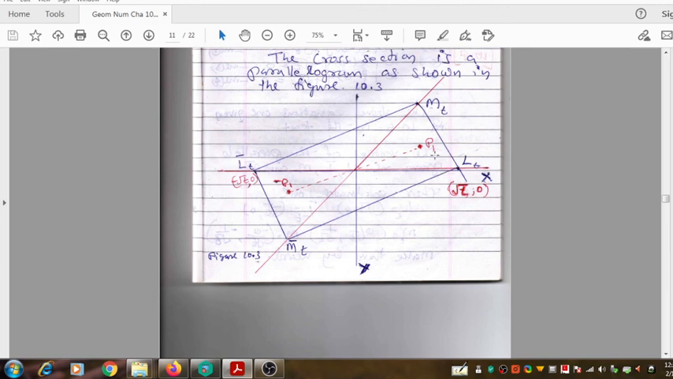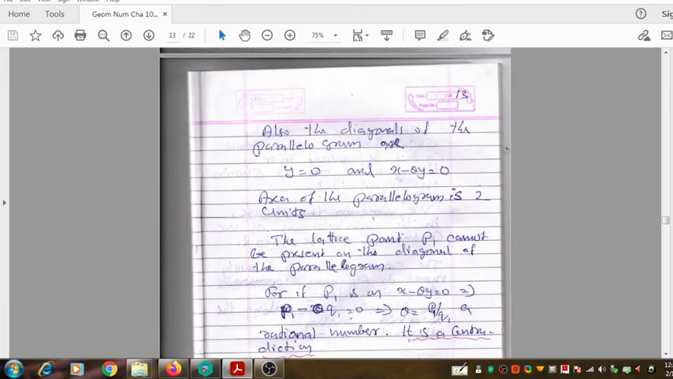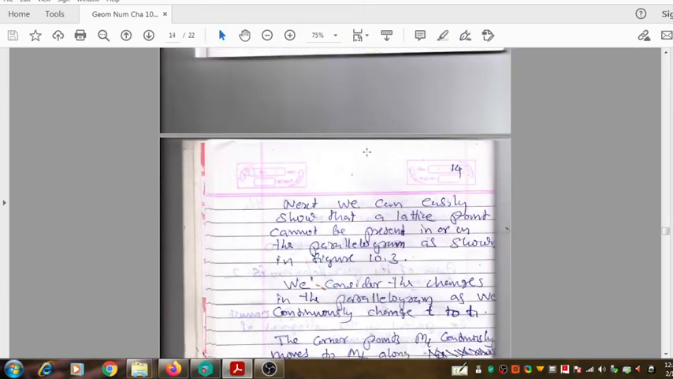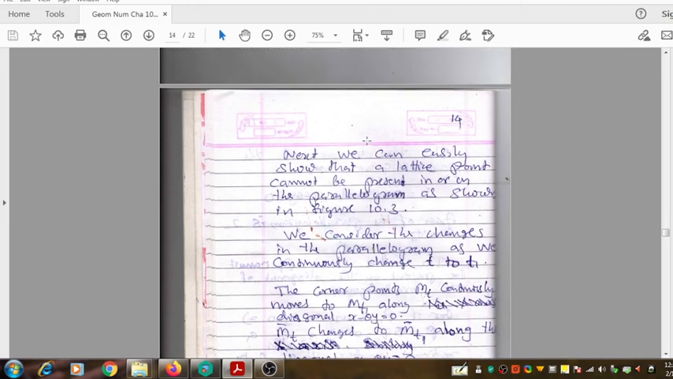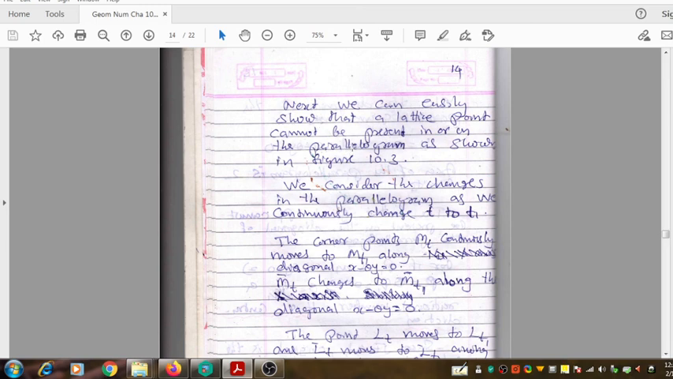So while drawing such a lattice point, care must be given that it does not lie on, it is not present on the diagonals. It does not belong to the diagonals. That's all. After that, we can easily show that a lattice point cannot be present in or on the parallelogram as shown in the figure. That is the point we are moving to next.